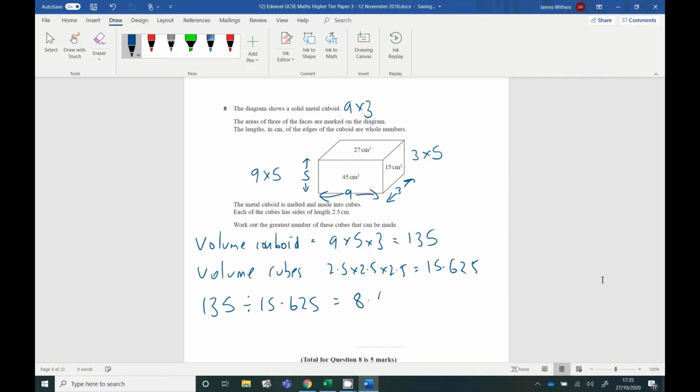Now just be careful here. Work out the greatest number of these cubes that can be made. Well, just be careful you don't go and round this up. Okay, we can only make 8 cubes. So the answer is going to be 8 cubes.